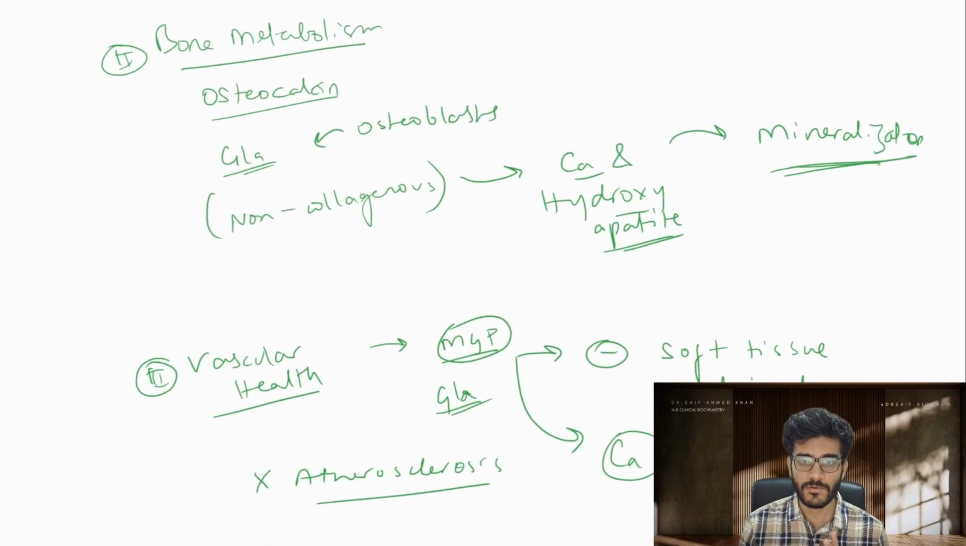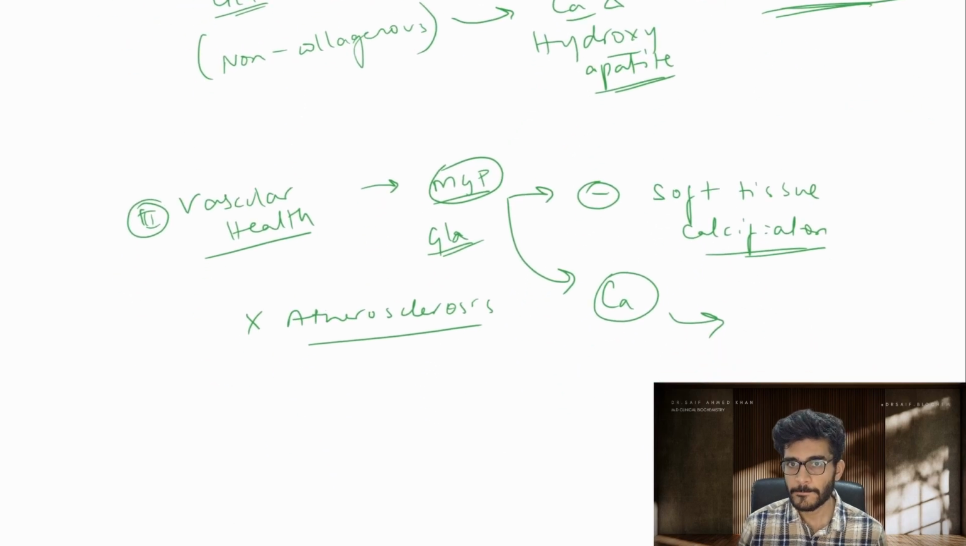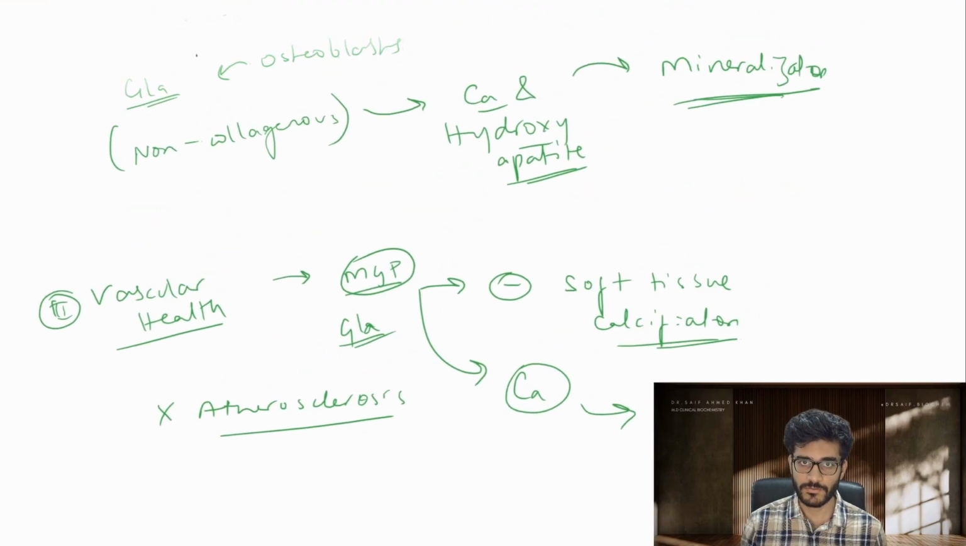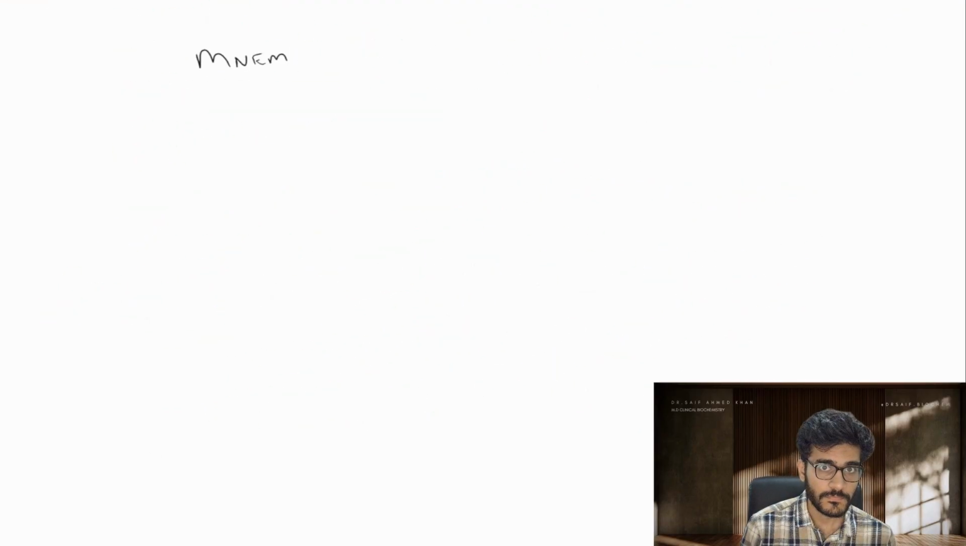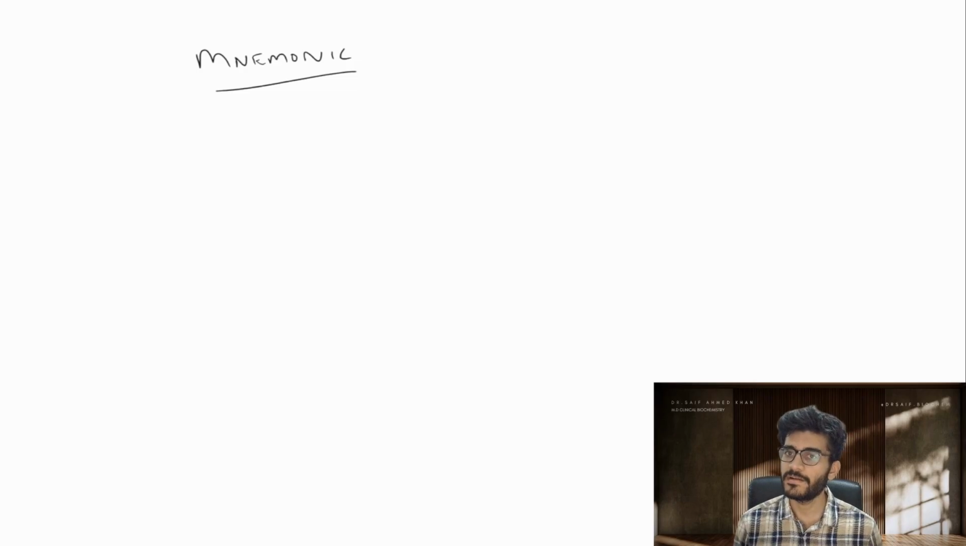Then in bone metabolism, osteocalcin is the protein with GLA residues and it binds to calcium and hydroxyapatite and stimulates mineralization of the bone. And finally, in vascular health, the MGP protein binds to calcium and it reduces soft tissue calcification and atherosclerosis. I want to now give you a mnemonic for vitamin K dependent factors.